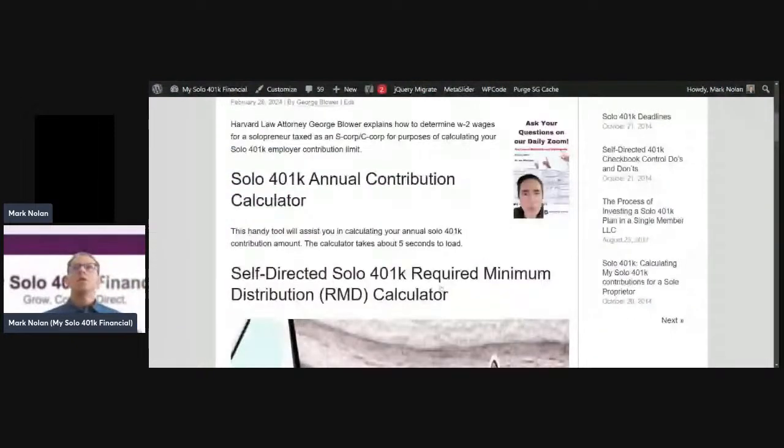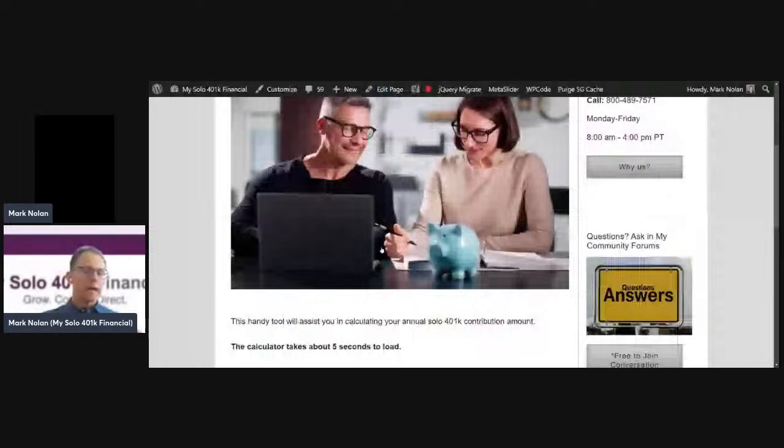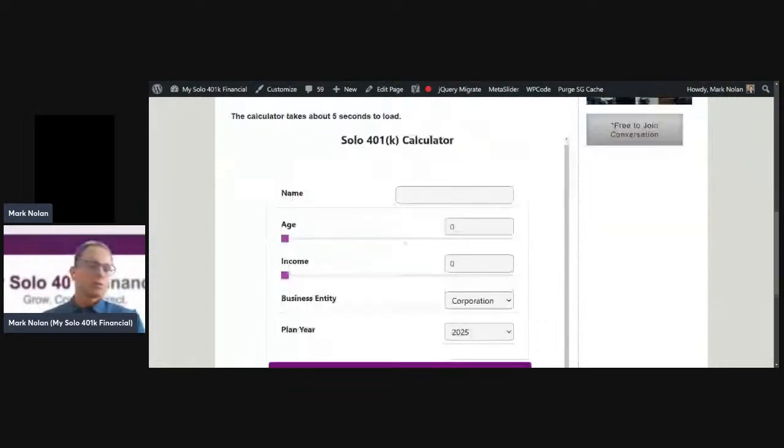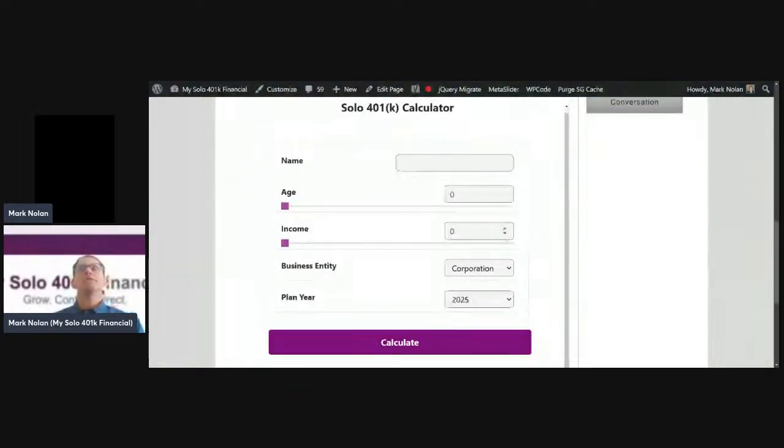Okay, here we are. We just did an example of maximizing voluntary after-tax solo 401k contributions for 2024 for a self-employed business taxed as an S corporation or C corporation. Let's do an example now for 2025. So the overall limit, again, for 2025, the voluntary after-tax solo 401k contribution overall limit is $70,000. So if we plug in 70,000 to our calculator here, we click on calculate.